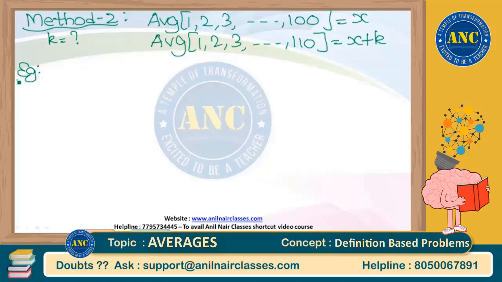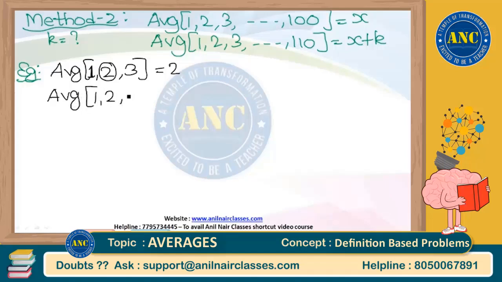Before solving the actual question, let me take a small example for you to understand. Suppose, for example, the average of 1, 2, 3. What is the average? It is the middle value, 2. The original series has 3 terms and the original average is 2. I will increase the series by one more term. It becomes the average of 1, 2, 3, 4, which is the middle value 2.5, or first term plus last term by 2: 1 plus 4 is 5, and 5 by 2 is 2.5.